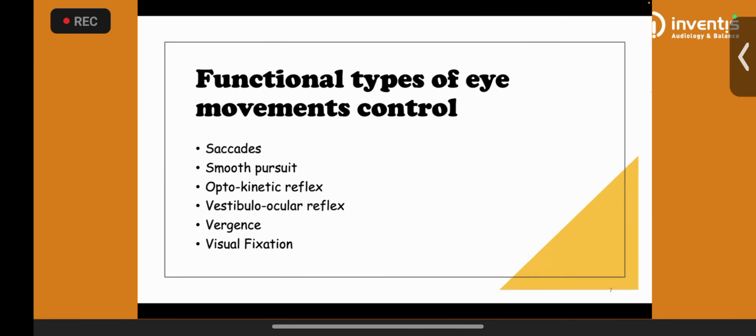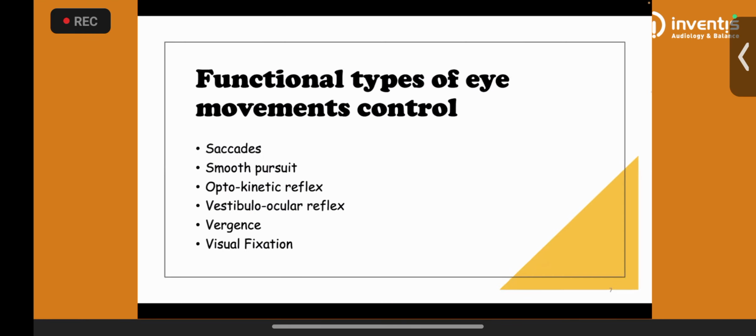So, last time we discussed there are 6 functional types of eye movement, supranuclear eye movements, where there is supranuclear control over different groups of eye movements, and we even discussed the purpose of eye movements. So one by one, I will tell you about the different purposes.